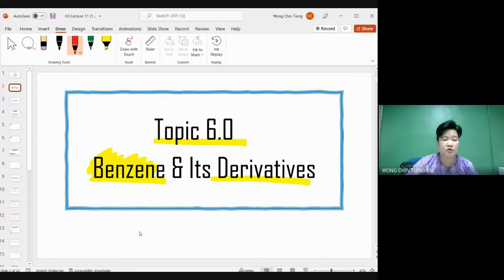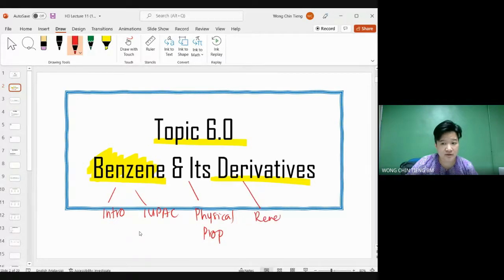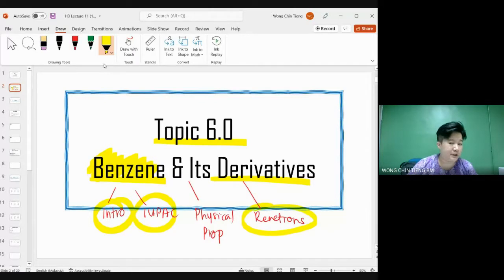Okay. So in every single chapter standard, we are going to have the intro, and then we are going to have the IUPAC naming. Okay, we are going to have the physical property, but in this case, we are not having physical property, I think. And then you are going to have your reaction. Okay, standard, all this. So for this one, we only talk about your intro, your IUPAC naming, and also a bit of reaction.